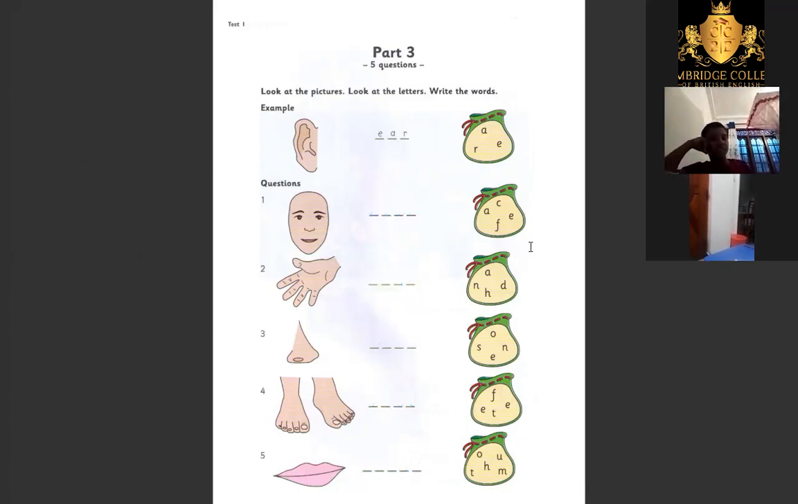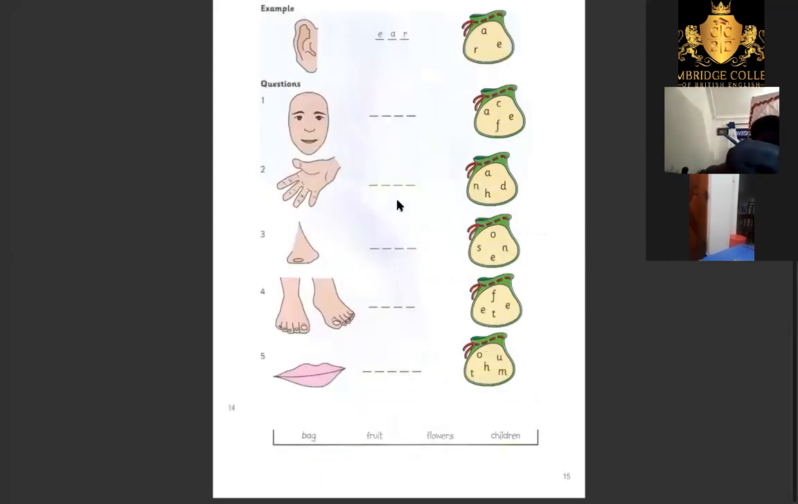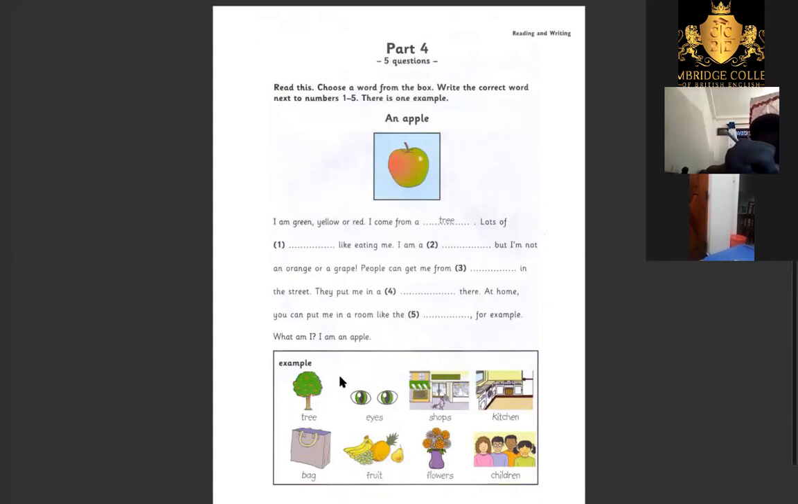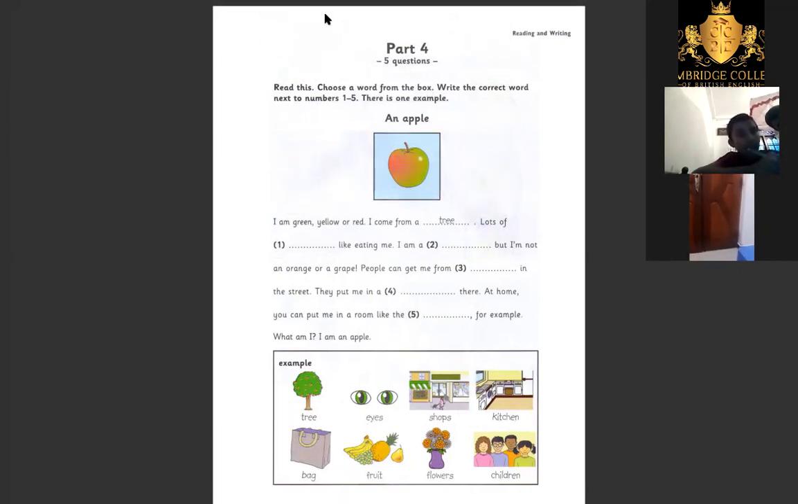Let's start part four. This is part four. They have given words inside the box. So you want to take these words as the answers for question number 1 to 5. Read the paragraph and take the answers from it. So let's start part 4.